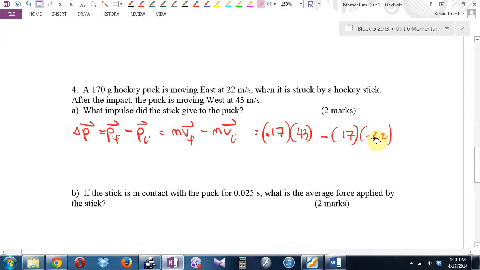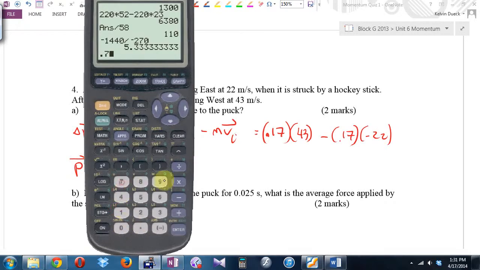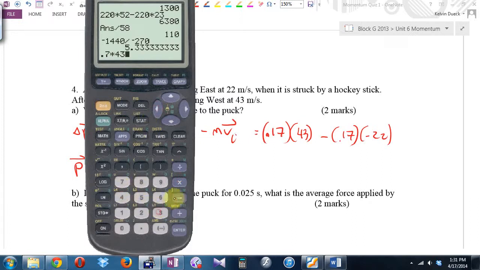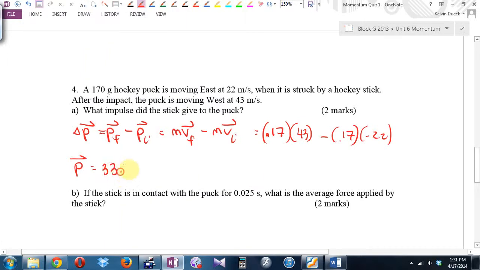I would do it that way, even though normally east to the right is positive. I think just this once I might have said, if initial is negative, I got a minus minus, which is a plus, so to speak. I'm going to get 0.17 times 43, take away 0.17 times negative 22. Here's the key. So I get 33.8 kilogram meters per second, in the positive direction.